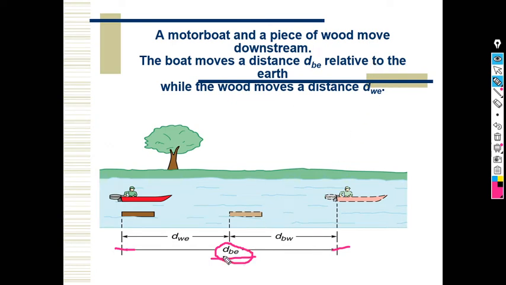Relative to the earth, how can one fix this distance dBE? It is relative to earth, it is the horizontal motion, and hence we are measuring the distance parallel to the horizontal axis. While the wood moves a distance dWE, when the boat is at this position, the initial positions of boat and wood will be the same, but the wood flows through this water and stops here, and therefore the distance covered by that wood is equal to dWE.